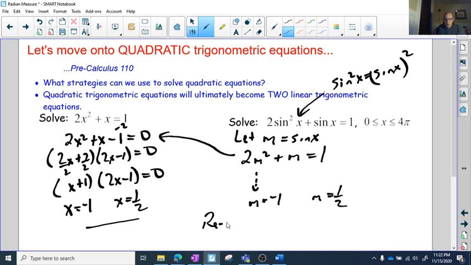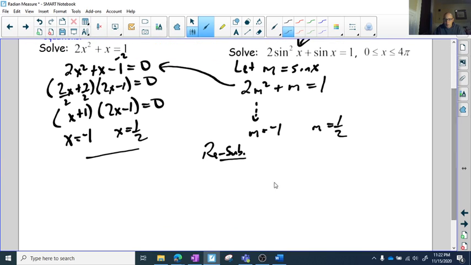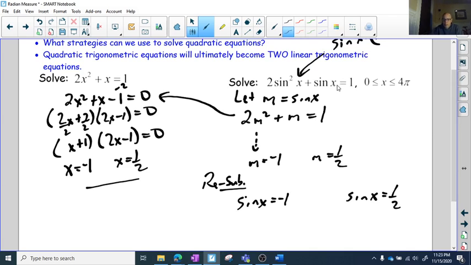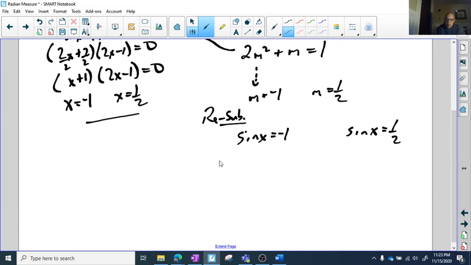Then you resubstitute, so you switch back from m's to what m is actually taking the place of. So the m was there to take the place of sine x. So this now becomes sine x is equal to -1 and sine x is equal to 1/2. Now what I like about this equation is that it's going to force us to use both methods. Now if we just retrace our steps for a second, here's all that happens with quadratic trig equations. They turn out to be two linears at the end. So as you can see, there's nothing new other than how to start from your quadratic and turn it into your two linears.